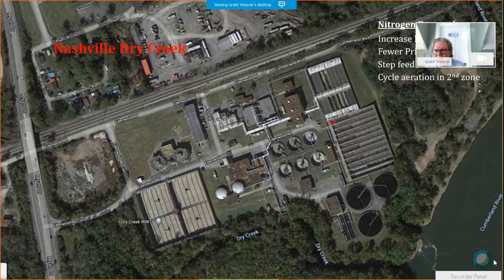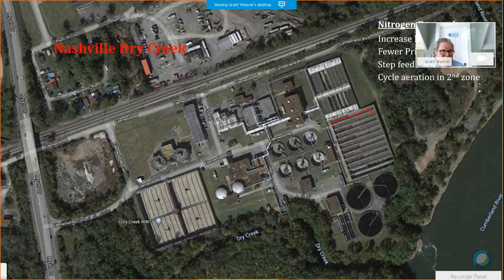The primary effluent historically goes to the front end of the aeration tank and then travels around the tank. There is, in this design, in this plant, a step feed gate that would allow a portion of the primary effluent to be fed, bypassing that entire first half of the tank, going into the second half.